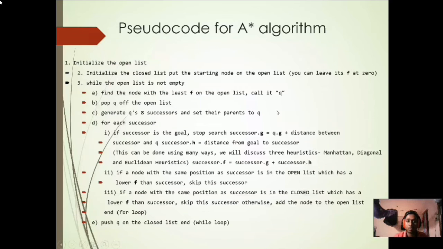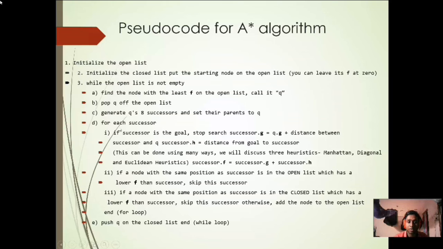Now let's learn about the pseudocode for the A-star algorithm. First we will initialize two lists, the open list and the closed list. In the open list we will put the starting node, and we will keep the value of f of n at 0. Then we will run a while loop until the open list is empty. Then find the node with the least value of f of n in the open list, and we will declare it as q. Then we'll pop q from the open list and generate its successors.